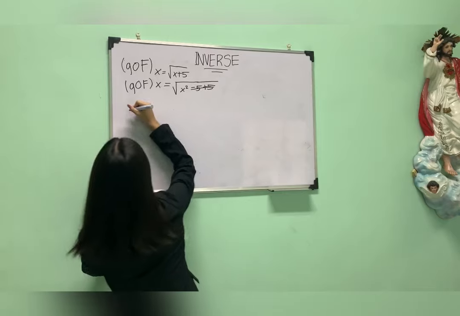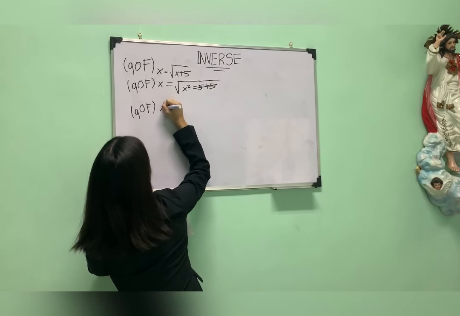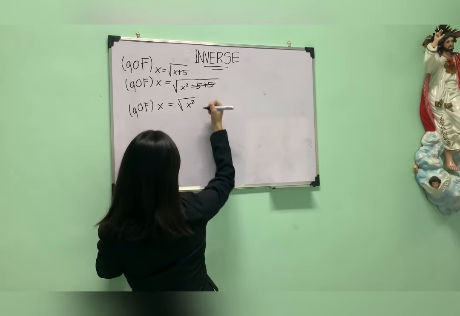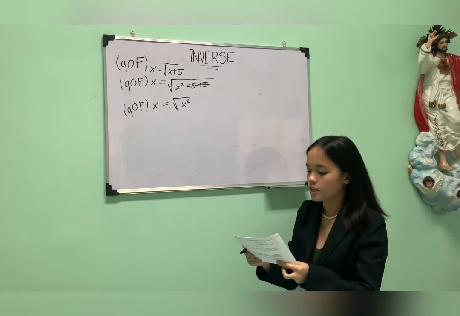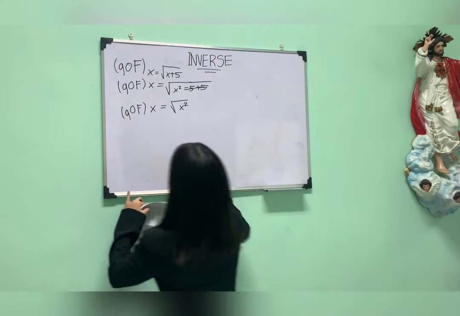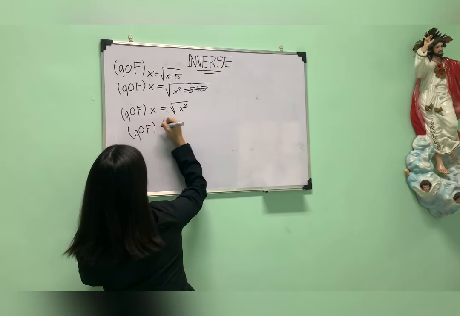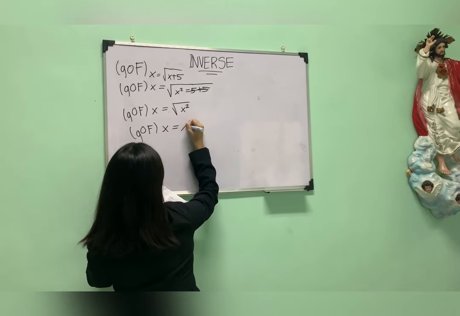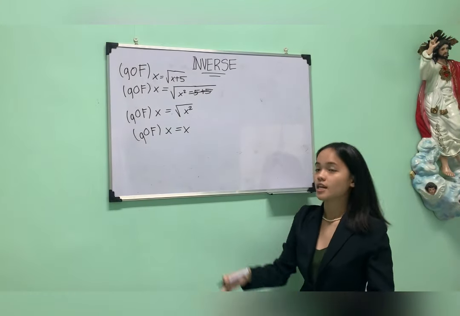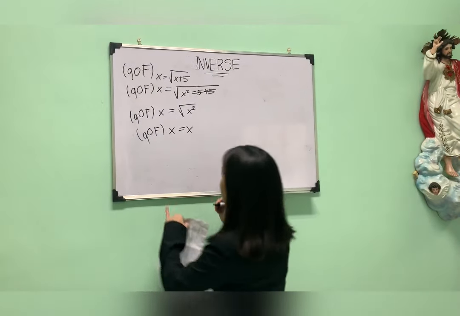Cancel, so that would become g circle of f is equals to square root of x squared. The square root of x squared is x. So that will become g circle of f is equals to x. Thus, the answer is x, which means the inverse is correct.